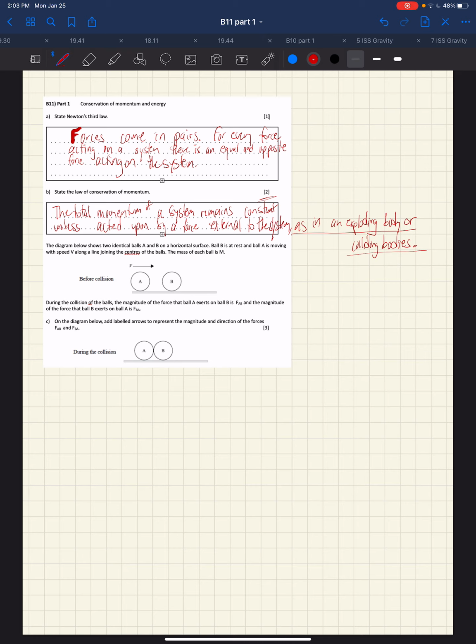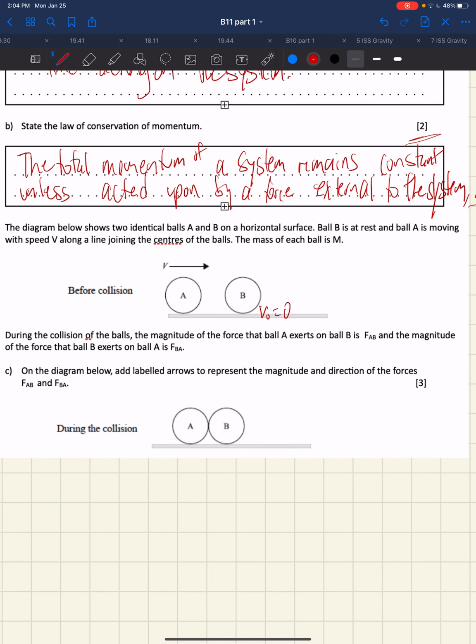So now we are given these two balls. We have velocity A and B. B is at rest, so V0 equals 0. And it's moving along a line that passes through their centers. So that's the direction of velocity. They each have a mass m. So this has mass m and this has mass m. So they have the same mass.